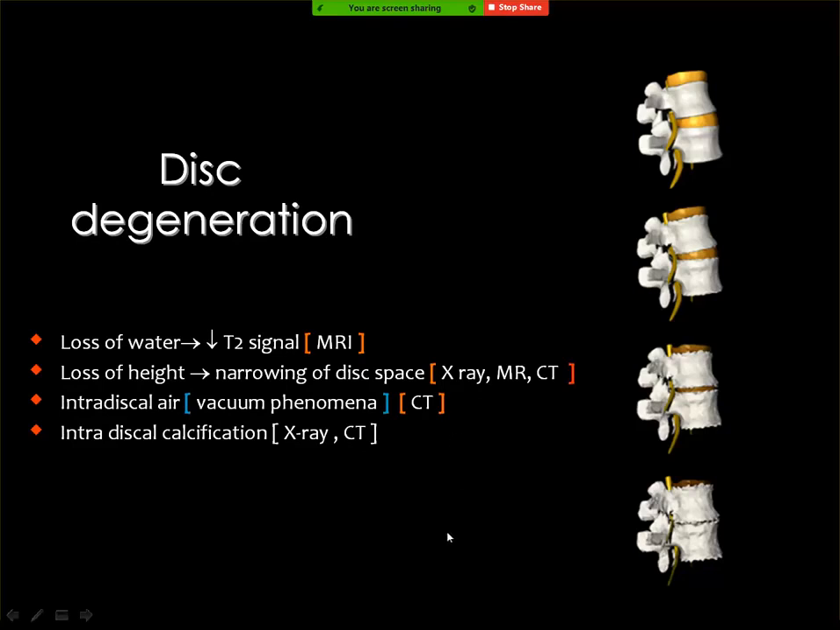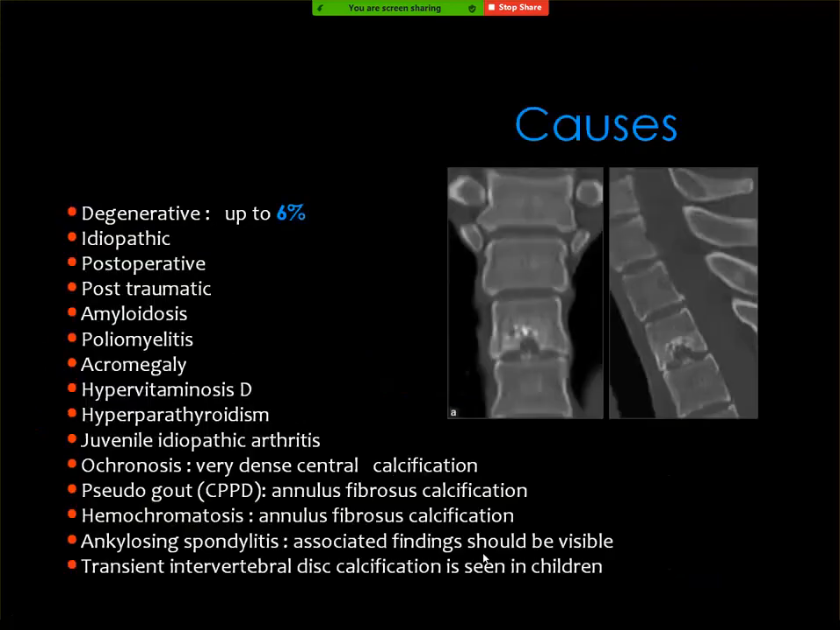Actually, there are 4. The first one is loss of water. The second one is loss of height. The third one is the development of intradiscal air, which is known as vacuum phenomenon. And the last one is the development of intradiscal calcification. And because of its rarity, I excluded it from the types of disc degeneration.